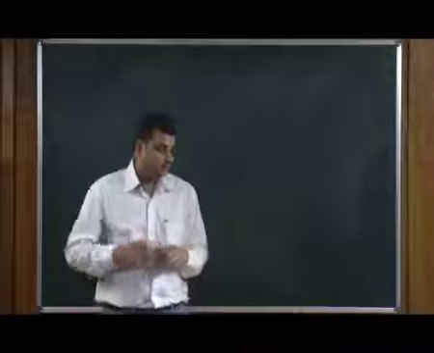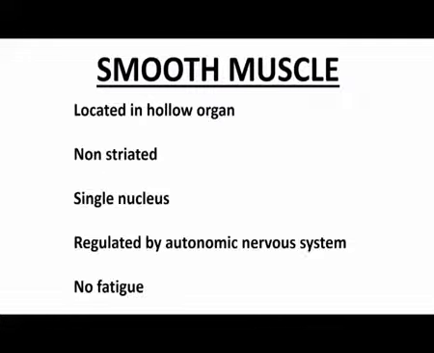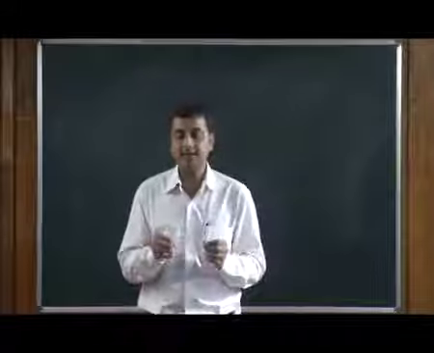And so, let us go and see the slide one more time, that we are having this smooth muscle. So, now these are some of the very hallmark features of this smooth muscle. So, we will go one by one. Try to understand here that smooth muscles are located in hollow organs, they are non-striated, they have a single nucleus, they are regulated by the autonomic nervous system, and they do not have any phenomenon called fatigue. So, we will see one by one.